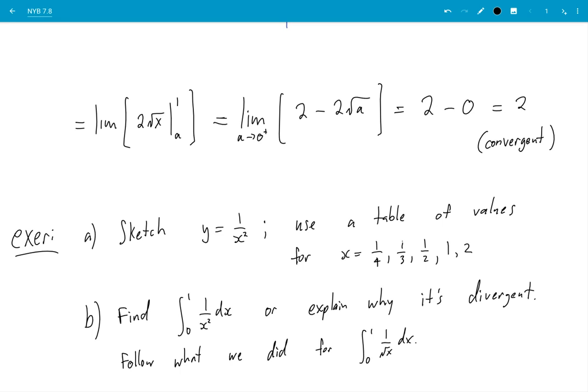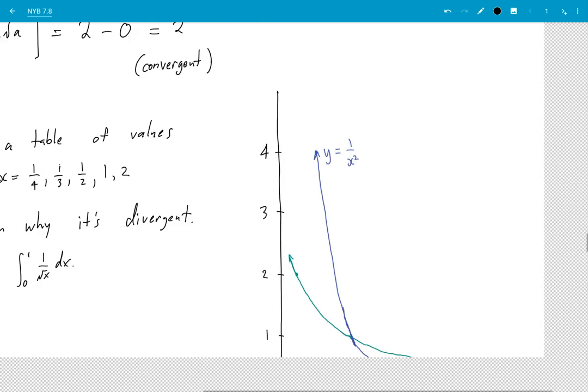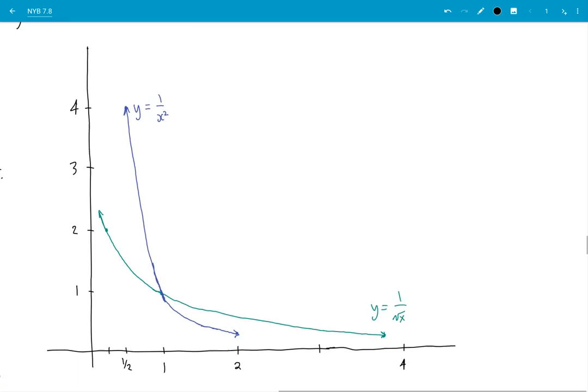Okie donkey, okie donkey. So hopefully you found that this was divergent. Let me show you a picture of this function and also 1 over root x together, and we'll try to make sense of what we found here. Okay, so here they are. So pause and copy this.